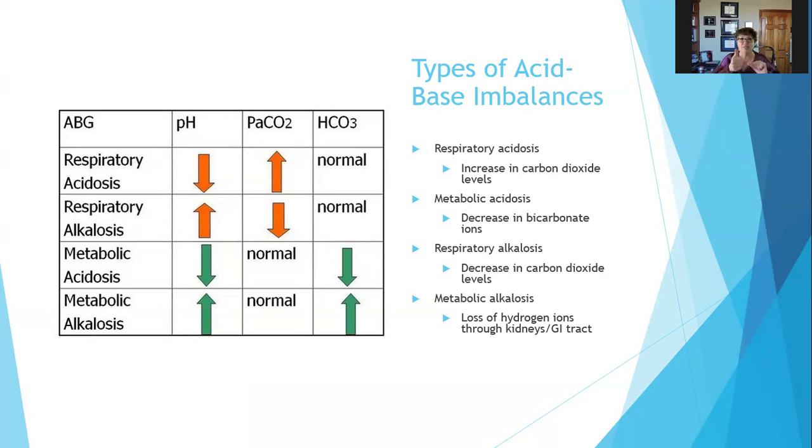So if the indicators are opposite and it's the CO2 that's the problem and the pH is down, it's respiratory acidosis. If the CO2 is down and the pH is up, it's respiratory alkalosis. If the pH is down and the bicarbonate is down, it's metabolic acidosis. If they're both up, it's metabolic alkalosis. We'll go over that in the form of a case study, and review it again in a different way, just so that I'm planting the seeds here.